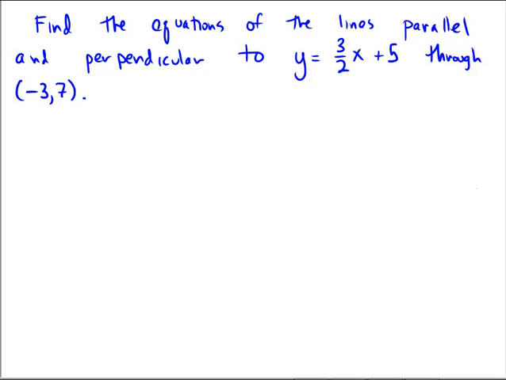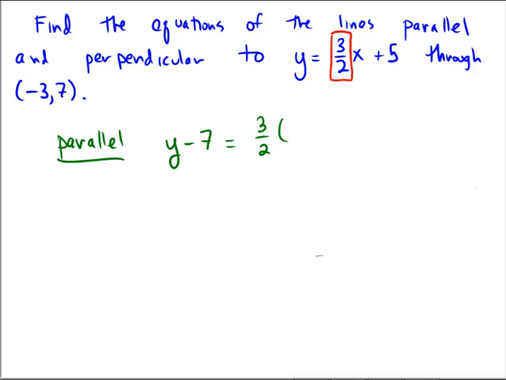So assuming you paused it and gave it a shot here, I was much nicer this time. Notice that the slope was 3/2 because the line was already in slope-intercept form. Therefore, what is our parallel line? Our parallel line will be y minus 7 equals same slope, so 3/2, x minus negative 3. I might choose to do a little bit of simplification here and say y minus 7 equals 3/2 times x plus 3.